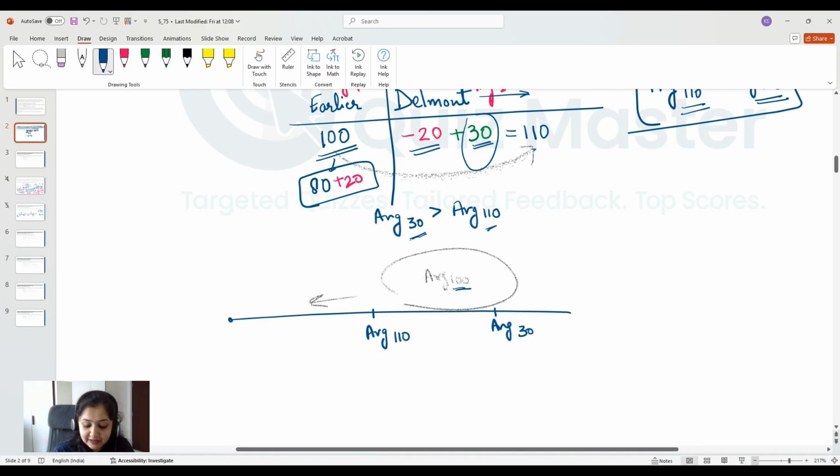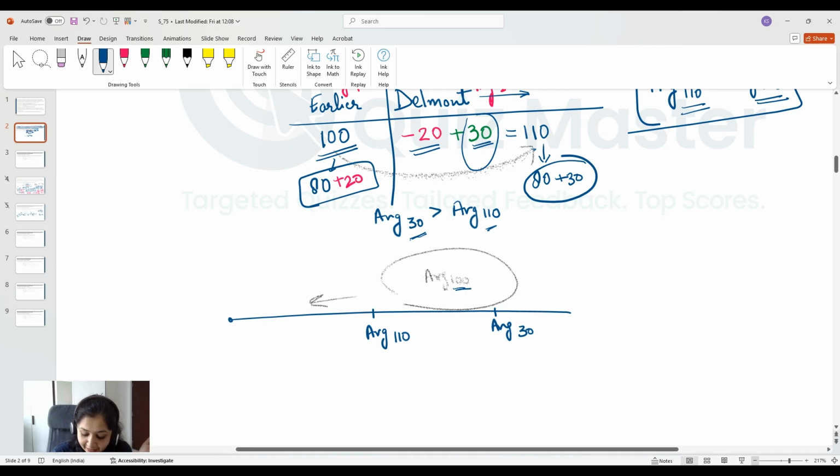Now, after Delmont came to power, what happened? These 20 jobs were lost, 30 new were added. So these 110 are dependent on the 80 jobs that existed from the previous duration. Then 80 jobs from there, plus 30 jobs that were newly added, right? These gave the new 110 jobs.